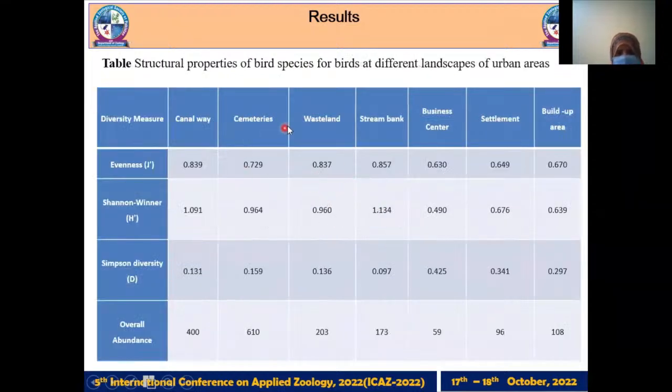This table shows the structural properties of bird species at different landscapes in urban areas. These are the different landscapes: canal ways, cemeteries, wastelands, stream banks, settlement areas, and business centers. Business centers show the lowest population of bird species, while the highest diversity was found in cemeteries and canal ways. Similarly, for dominant species, the highest number was found in the cemeteries, then canal ways, and the lowest number was found in the business centers.